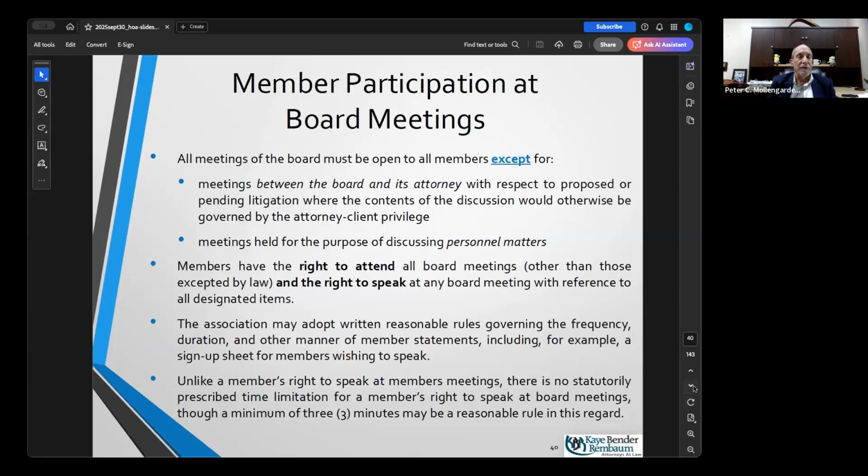Unlike a member's right to speak at members' meetings, there is no statutory prescribed time limit. We had a 3-minute time limit for members' meetings. There is no statutory time limit to speak, although a minimum of 3 minutes to me is still a good idea. I think that's reasonable. And if you're going to adopt rules regarding participating in meetings, I suggest then you include that 3-minute time period in your rules.